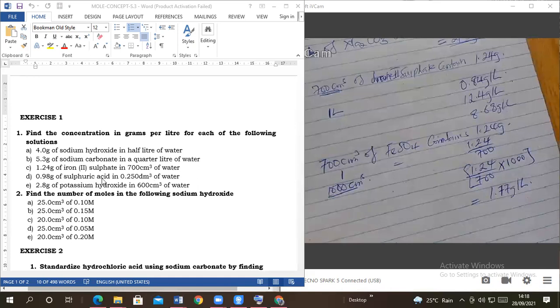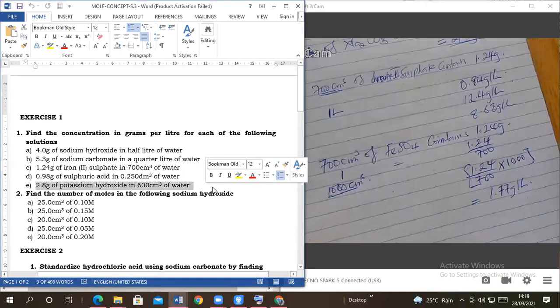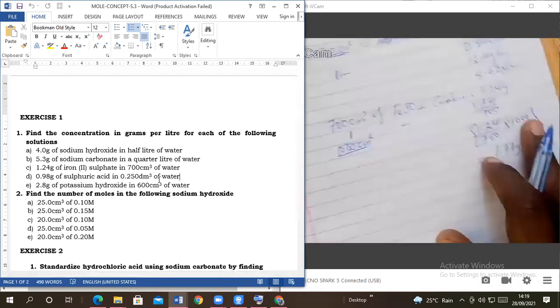Yes. Okay, we have this one D. Then the rest, this E. E we are also going to do. So E is here. What is the answer? 0.98 grams of sulfuric acid in 0.25 decimeters cubed of water. What is that concentration in grams per liter?